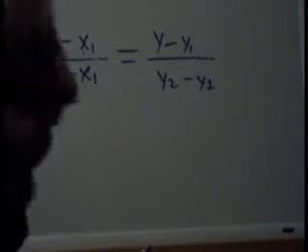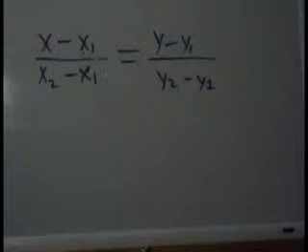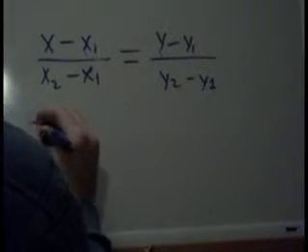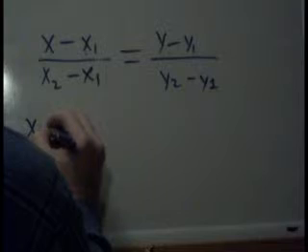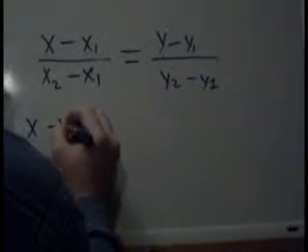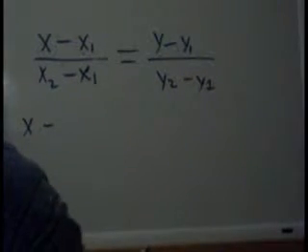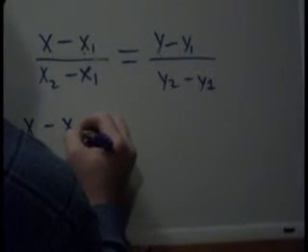Now we can simplify all this. Okay? Now then, how do we simplify all this? Well, first of all, we have to get the first side of the equation. What we're going to do is we're going to do this. Alright. X minus x1.